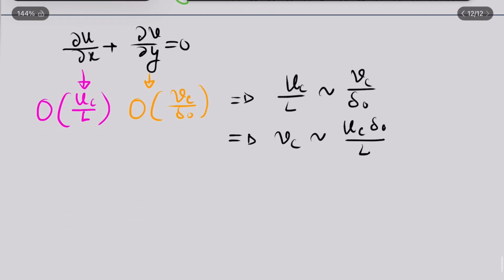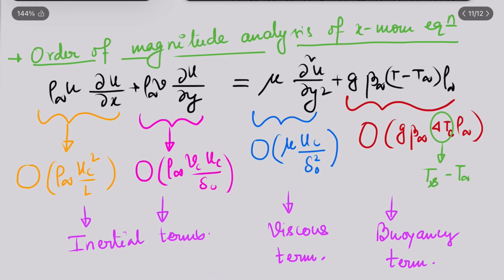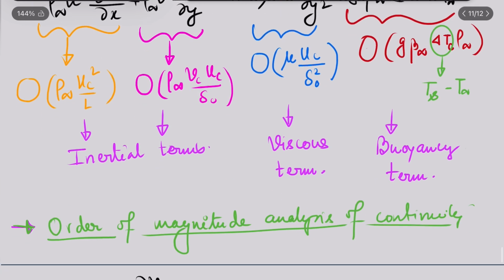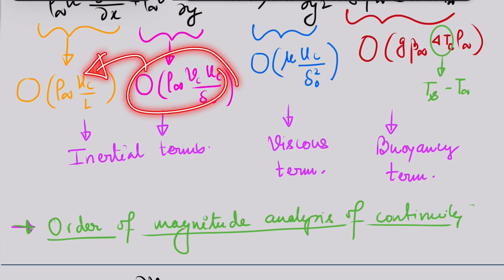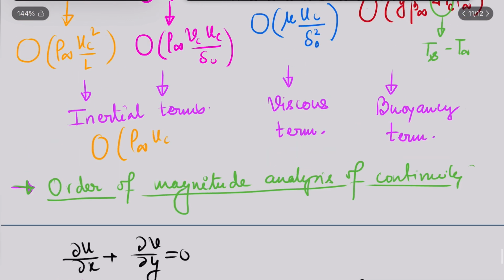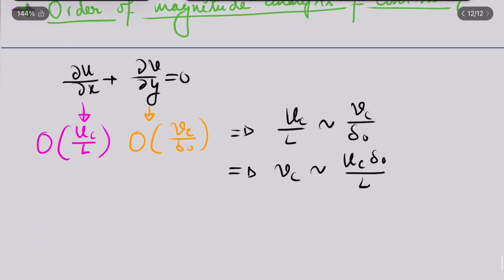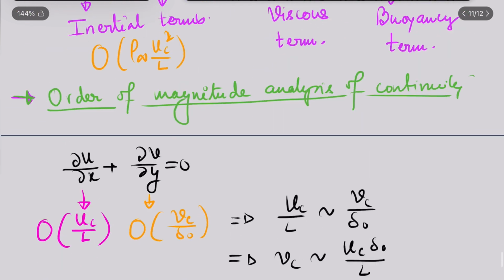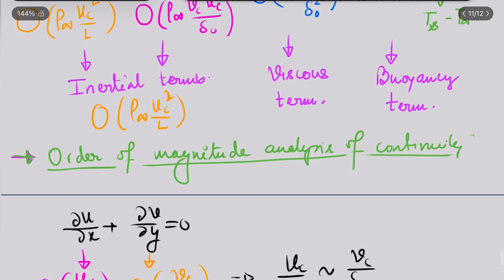Now if I put this VC here, you will see that this term also becomes the same as this term. That means the total inertial term has the order of magnitude of rho infinity UC square by L. This I have shown in the convection lecture series also. So we have essentially three types of terms: inertial term, viscous term, and the buoyancy term.